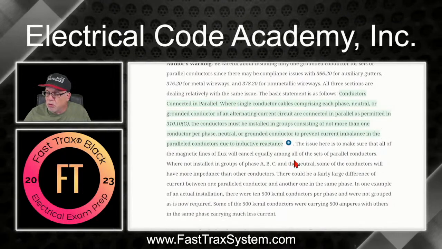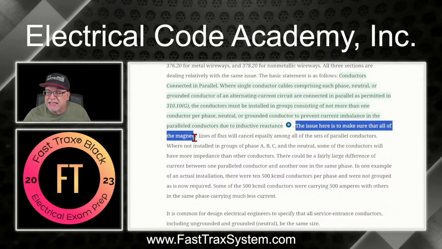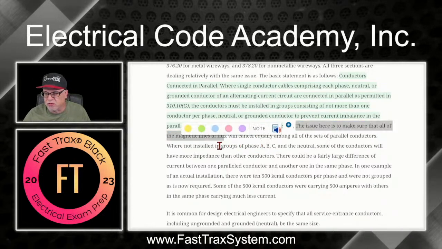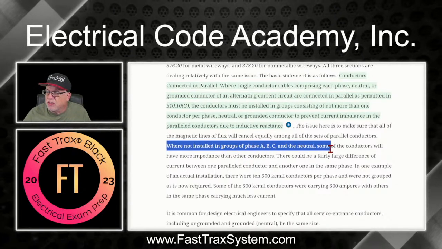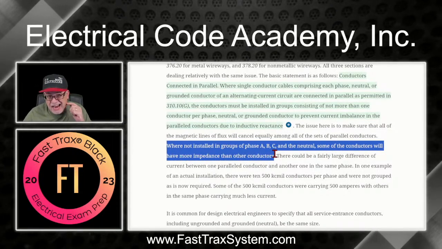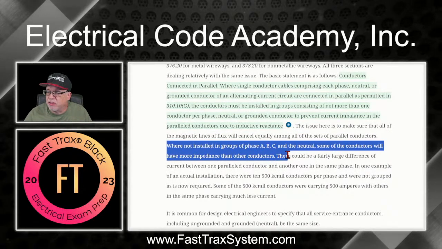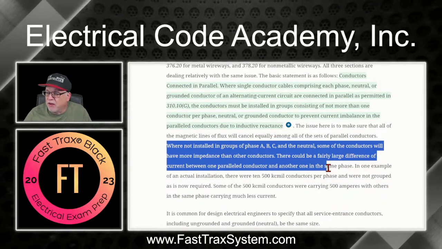Okay, now what does that mean? Well, look at it right here. It says, the issue here is to make sure that all of the magnetic lines of flux will cancel equally among all of the sets of parallel conductors. Okay, so if they're not installed in groups of A, B, and C and the neutral, some of the conductors will have more impedance than the other conductors, and it's going to raise the heat level in one of those conductors. Okay, there could be a fairly large difference in current between one parallel conductor and the other one of the same phase.